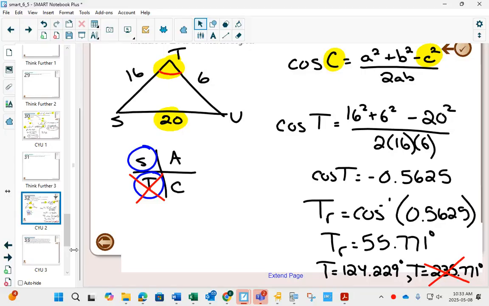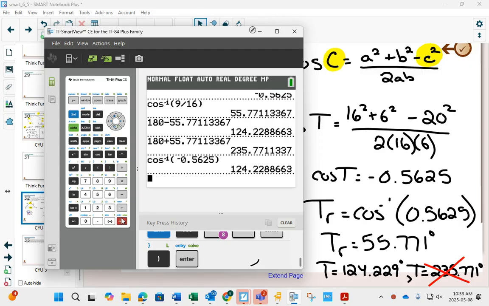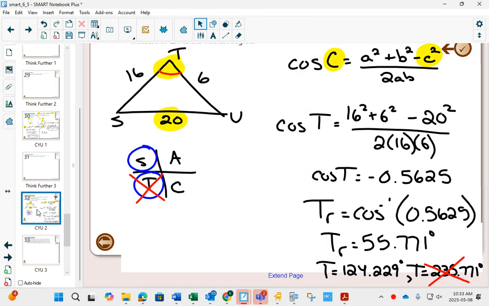If you're watching videos in other places, you might find some people who just do, watch what happens if I did cos inverse of the negative answer, and they skip the reference angle, you'll notice they get the right answer. They get the 124. But it's dangerous to do it this way because you will get questions where you have to find both answers. And if you don't find your reference angle, and you just do the cos inverse of the negative, there's no way you'd ever find the 235-degree answer.